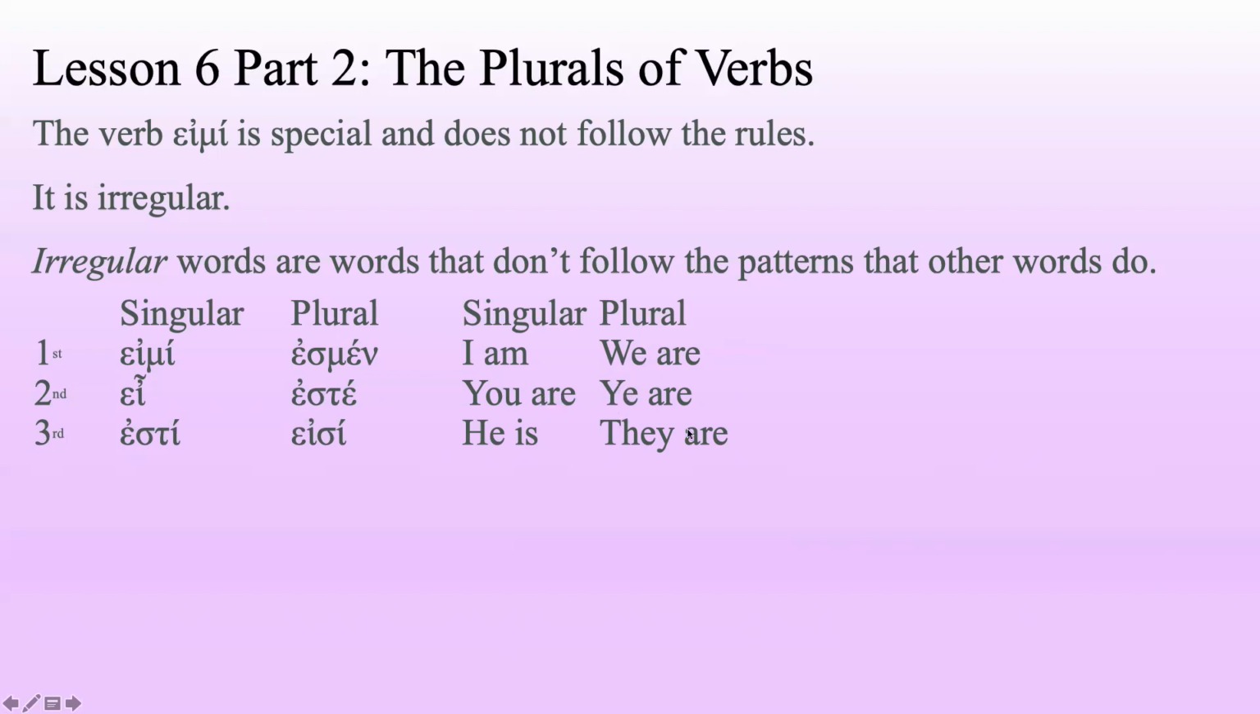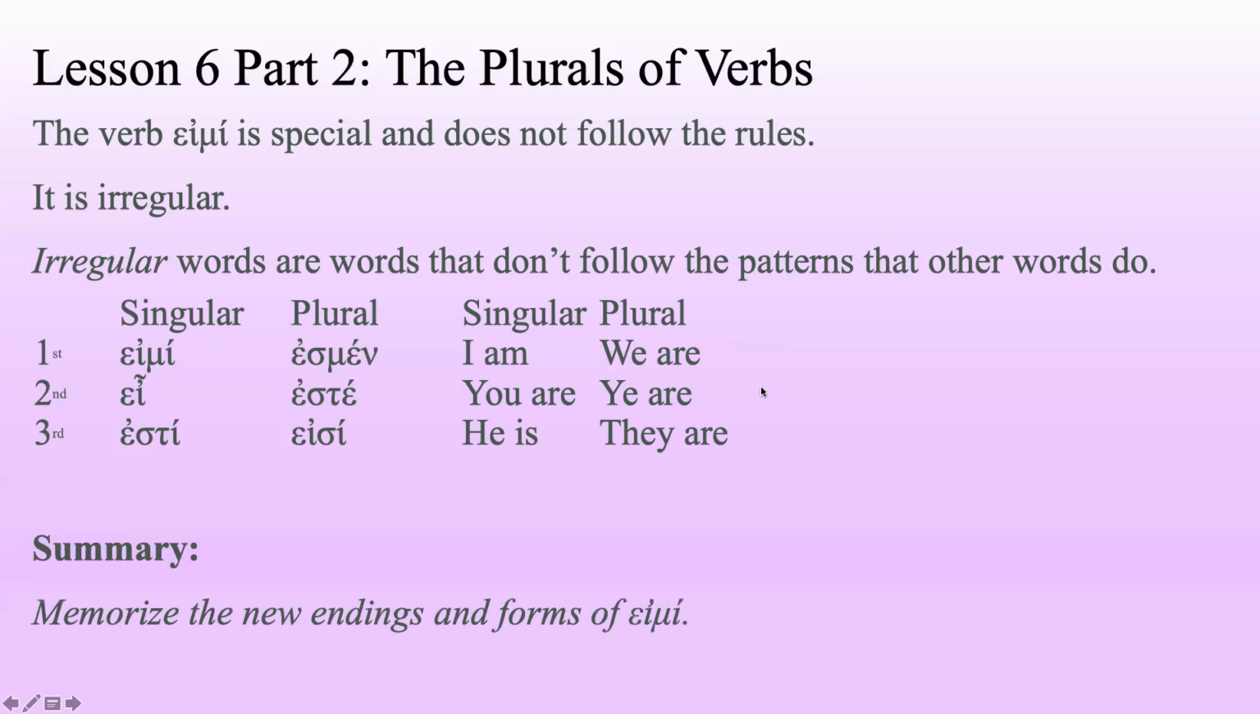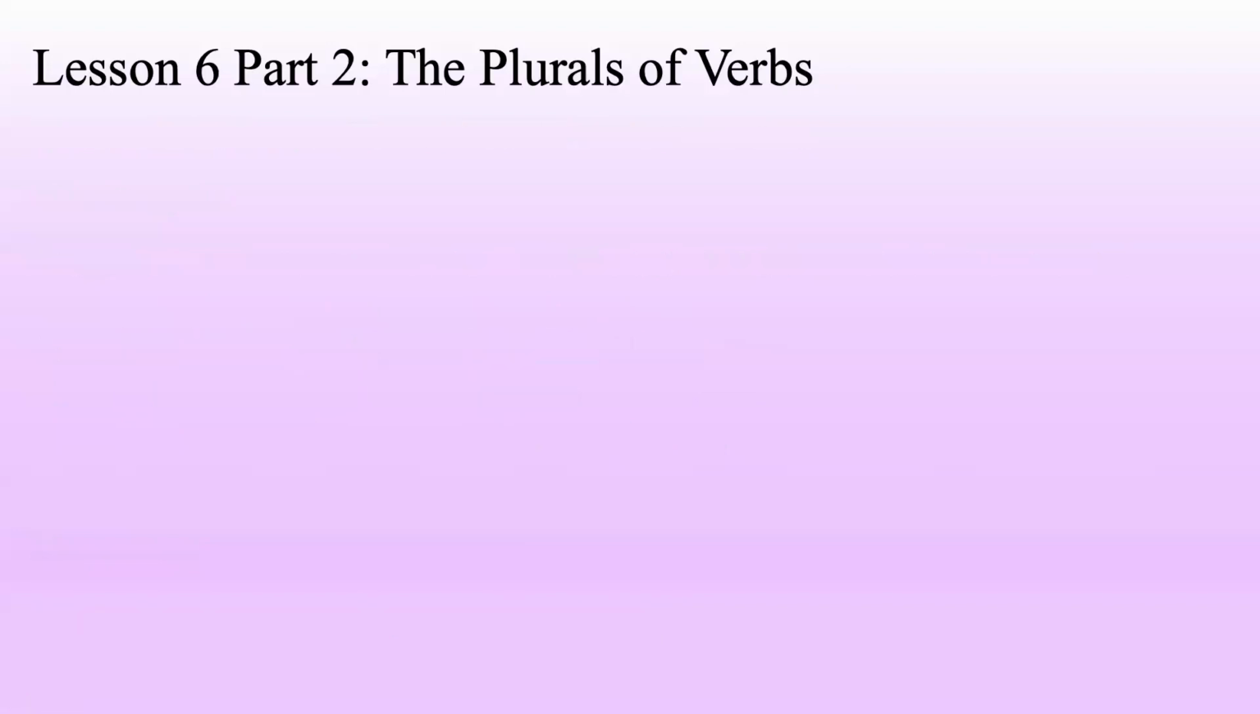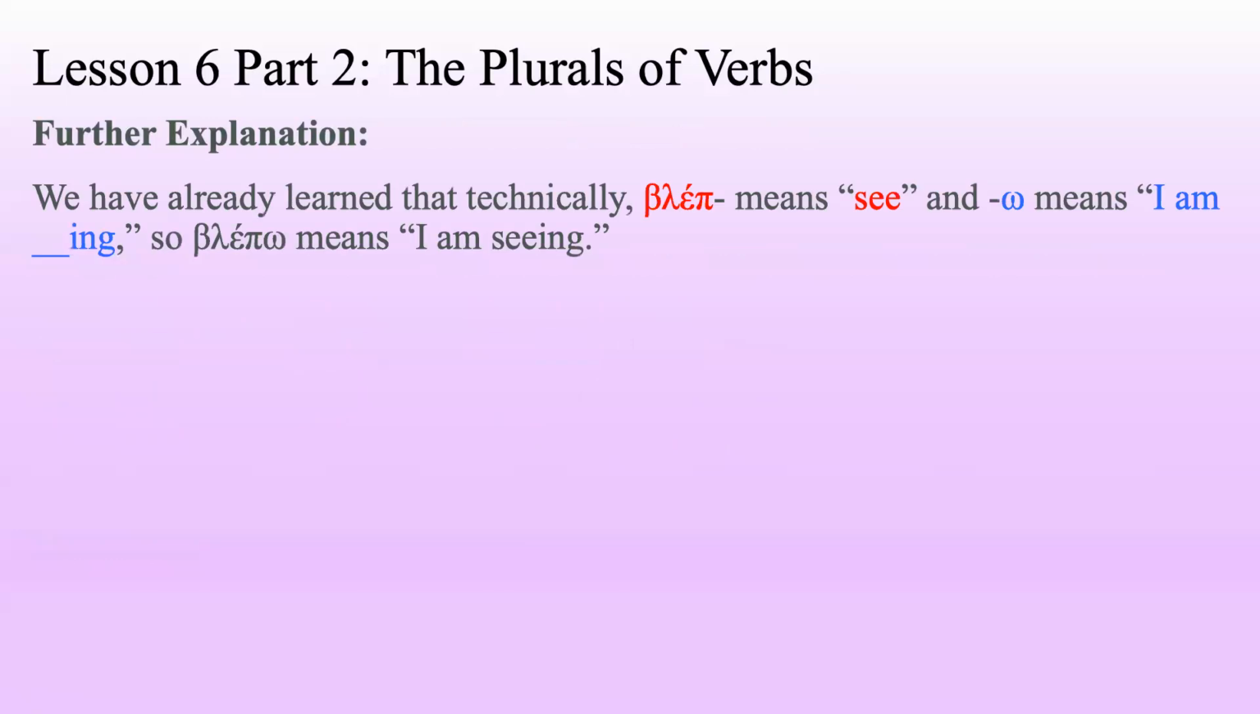Now notice this verb is sort of weird. We have is for the third person singular, but you'll probably do that naturally. And we also have am for the first person singular, a little bit weird. The are and the are and the are and the are all match up there, but the am is a little bit unusual. But if you speak English as your first language, that shouldn't give you any trouble. Summary: memorize the new endings and the forms of eimi. Further explanation. We have already learned that technically blep means see and o means I am blanking. So blepo means I am seeing.